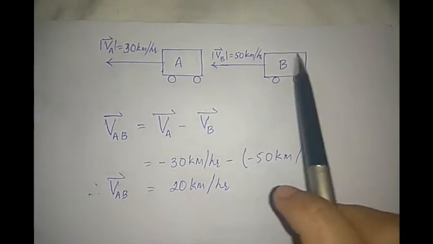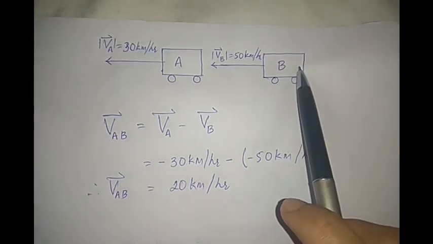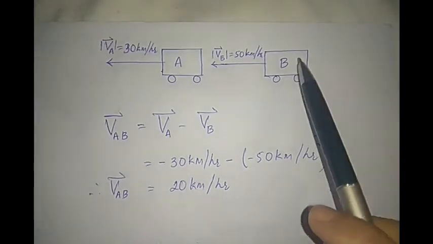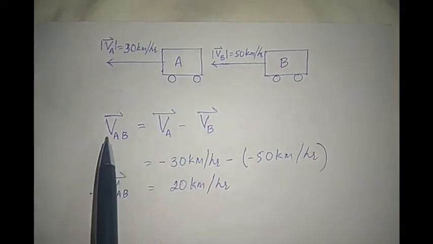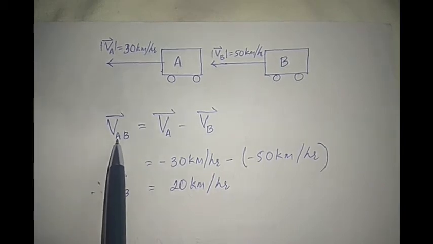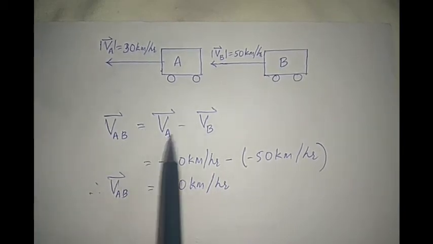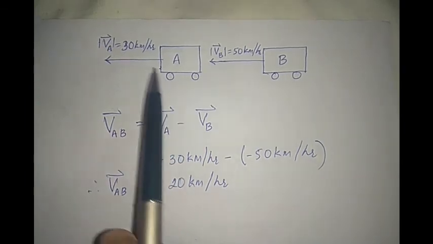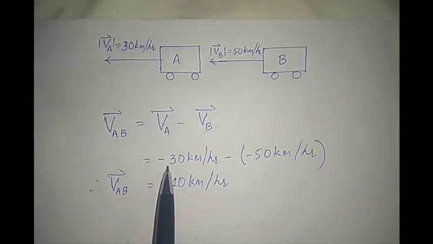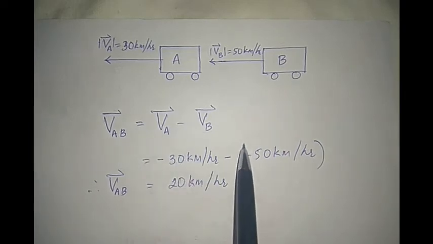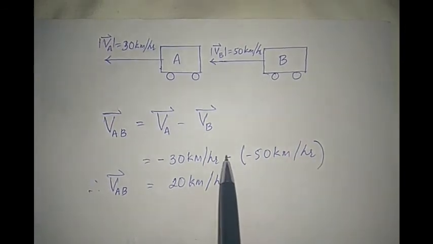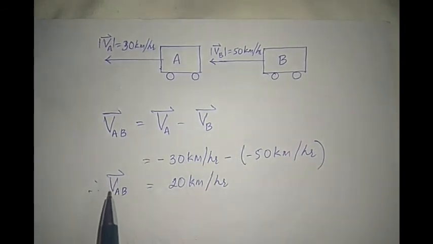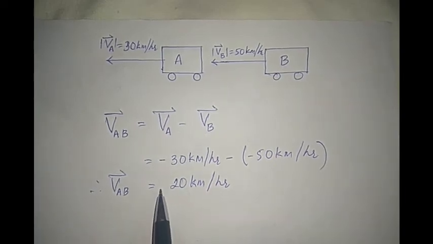If the observer is inside car B, what does it look like to the person inside car B when he or she looks at car A? The relative velocity of A with respect to B is equal to VA minus VB according to the formula. Since we've taken this direction to be negative, VA is minus 30 kilometers per hour. VB is also negative, so minus 50 kilometers per hour. Minus into minus becomes positive, and thereby the velocity of A as seen by B comes out to be 20 kilometers per hour. And you can see this is positive.